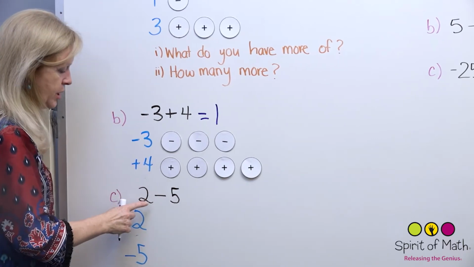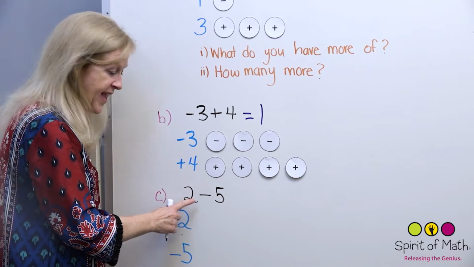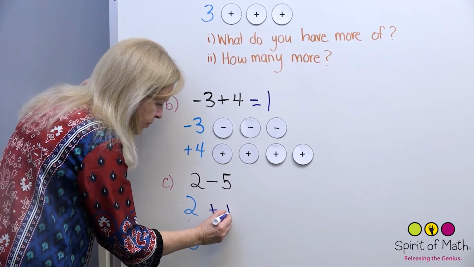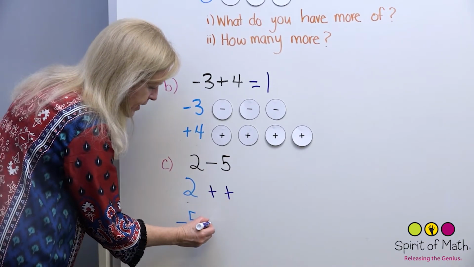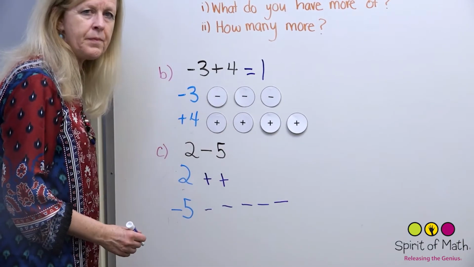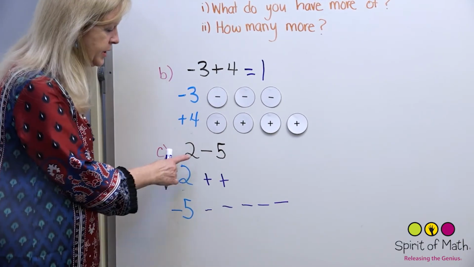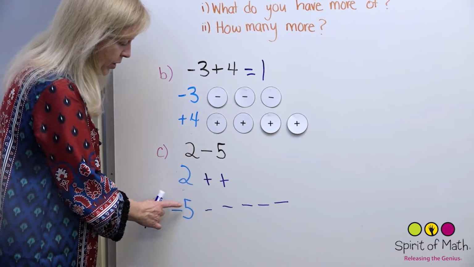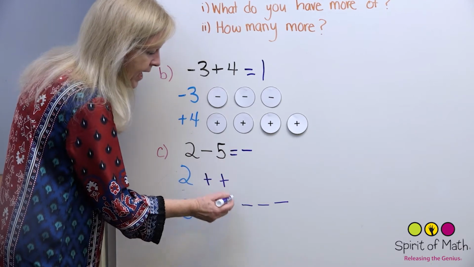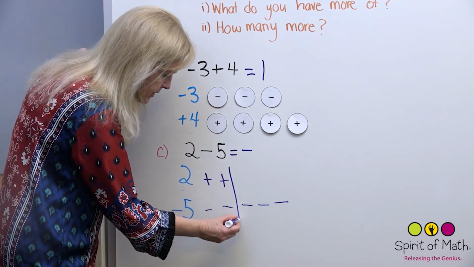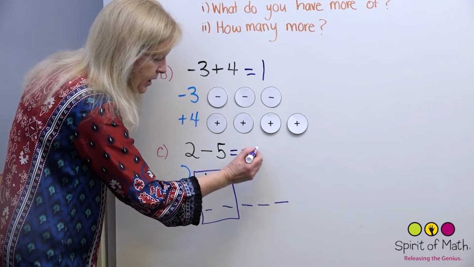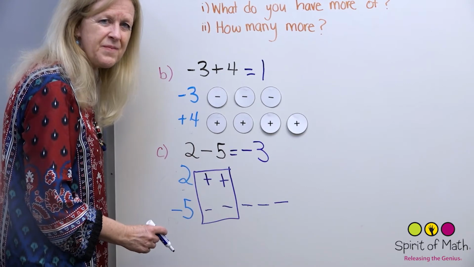Okay, let's do the next one. Here you've got 2 positives and 5 negatives. So let's write out the positives. You've got 2 positives, 5 negatives, 1, 2, 3, 4, 5. Do you have more positives or more negatives? Well, you've got more negatives, so the answer is going to be negative. And how many more negatives? Well, look at this, these are the same. So you only have 3 more negatives, okay?